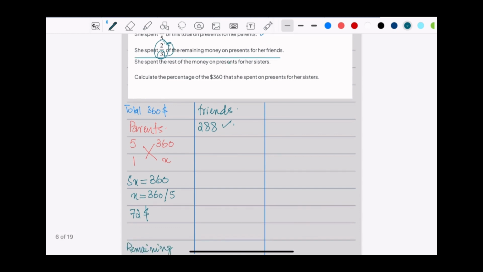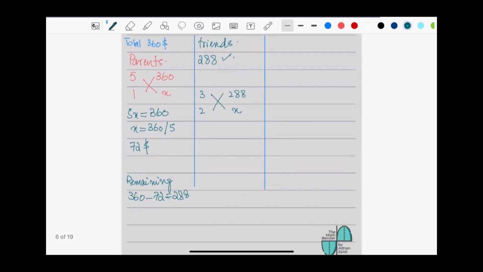So now for fractions, 3 represents 288 and 2 represents x. So this gives you 3x is equal to 288 times 2. And then eventually x is equal to 288 times 2 over 3.